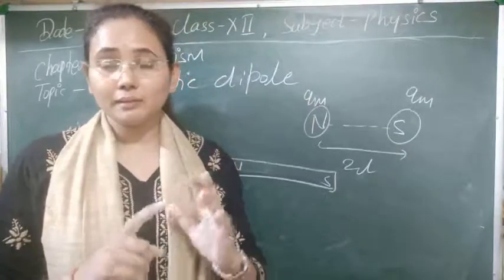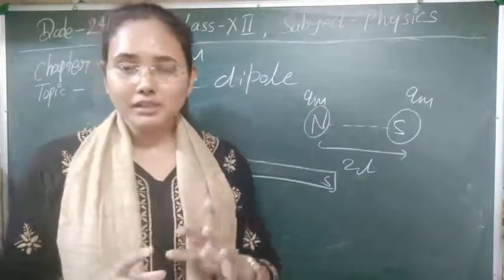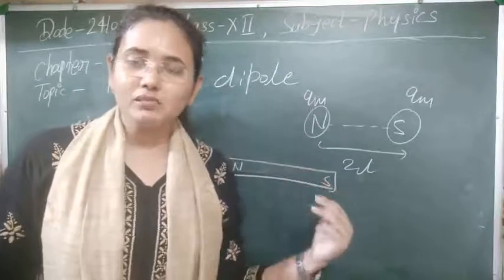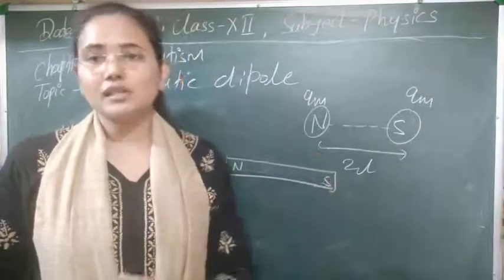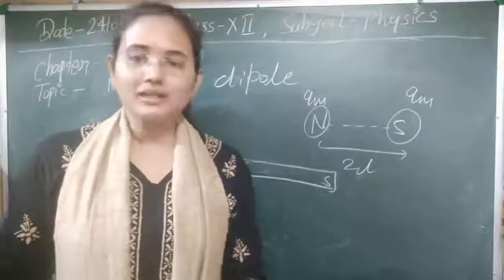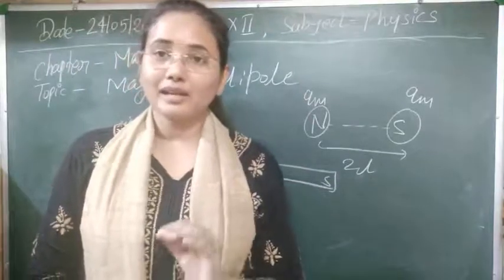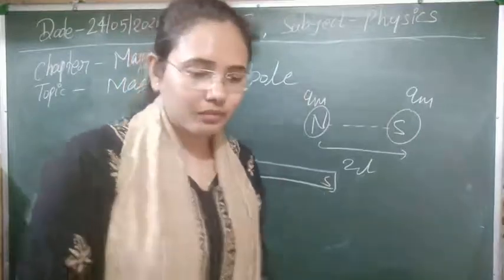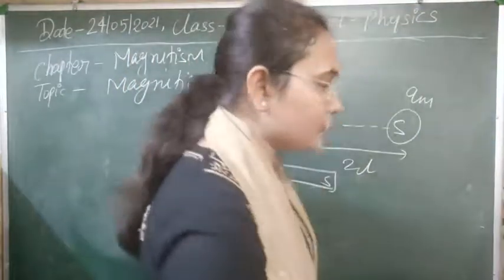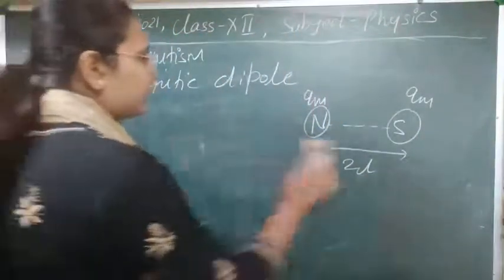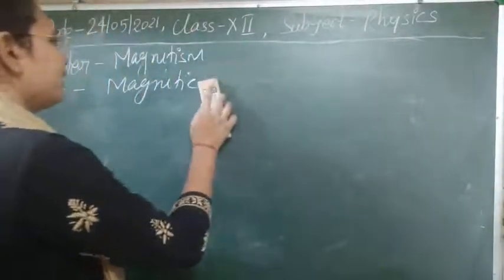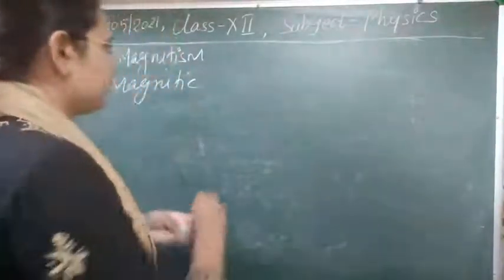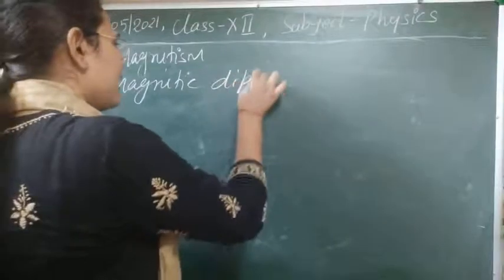Electricity and magnetism differ in this way: in the case of electricity, you can get an electric field due to a point charge, a mono charge, but you can never get a magnetic field due to a monopole. Clear? So now this is clear. Then the next topic that we have: what is the magnetic dipole moment? Magnetic dipole moment.